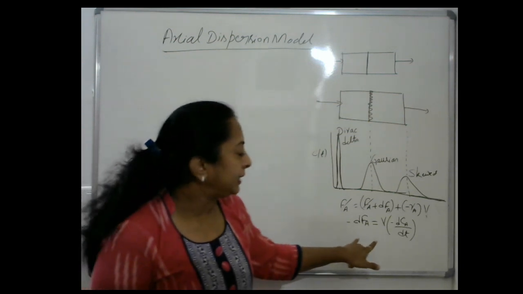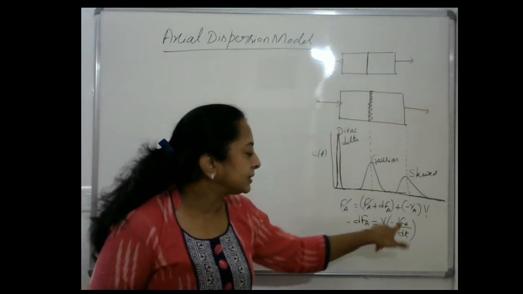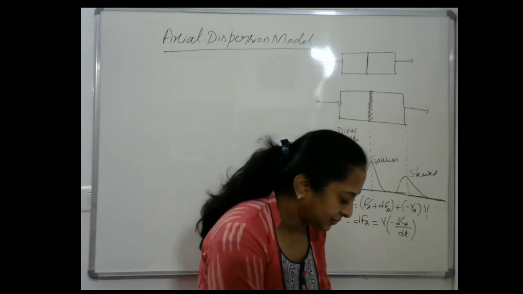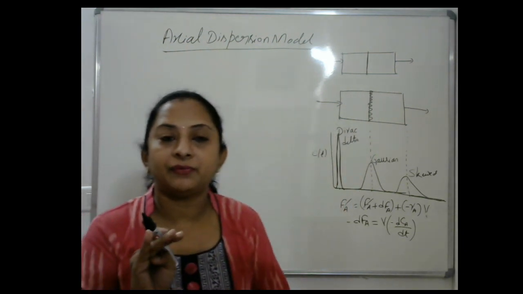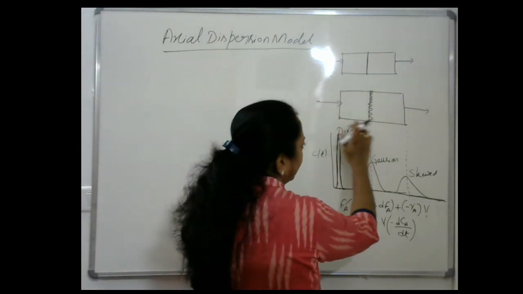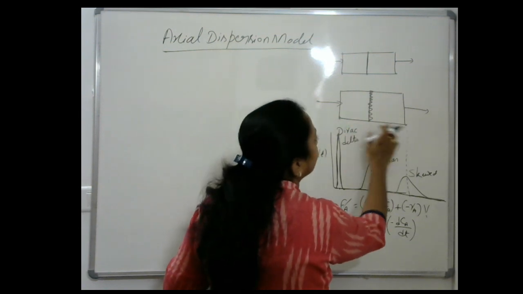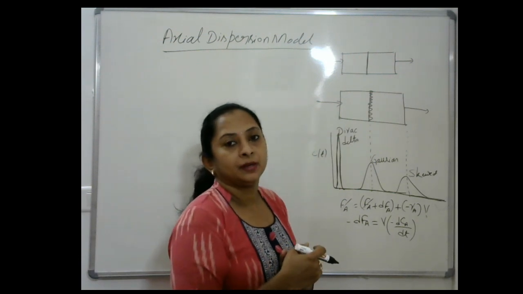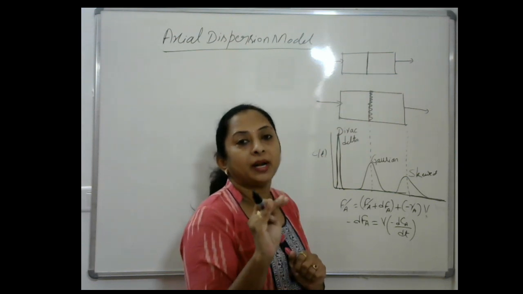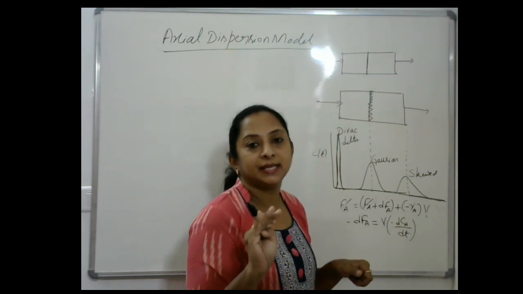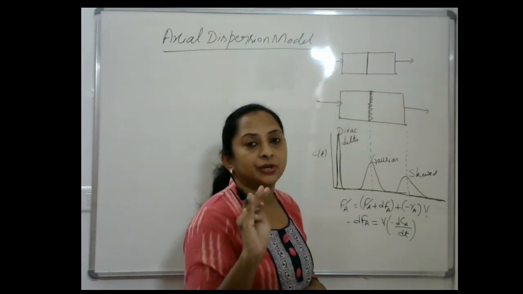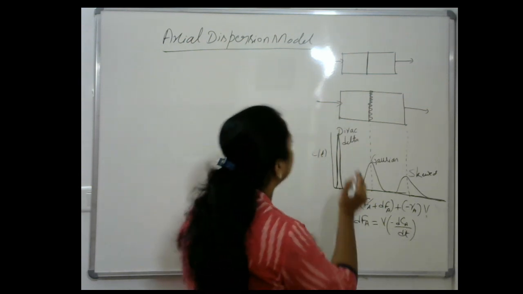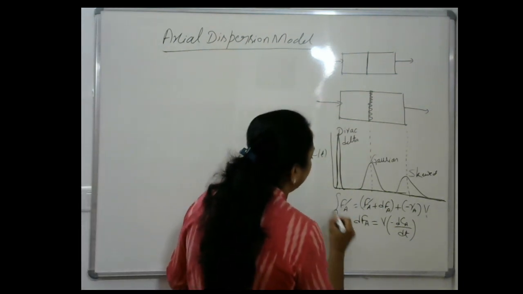But here the concentration is a function of time and distance. So I can no more use dC, I have to go with the partial derivative, dou C. If more than one parameter is involved, I can no more use dC, it should be dou C. So here the concentration is a function of time and distance. This equation is for the ideal, steady state.